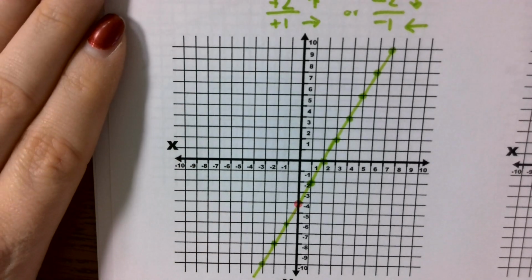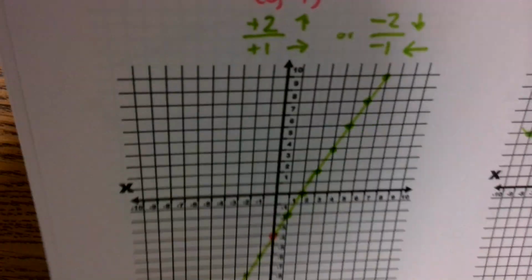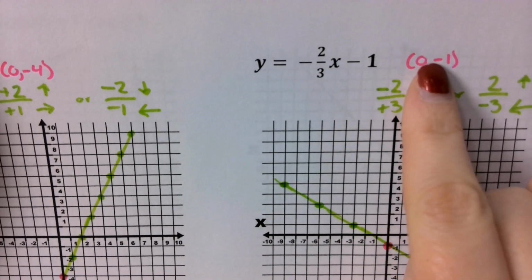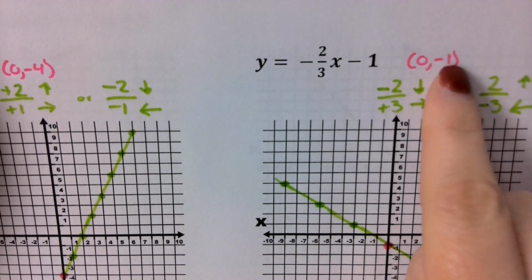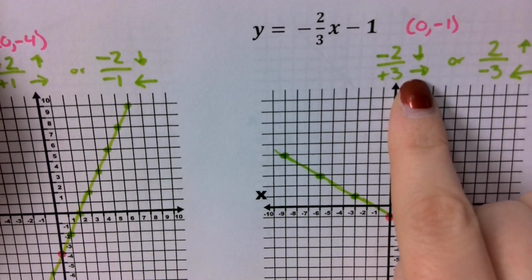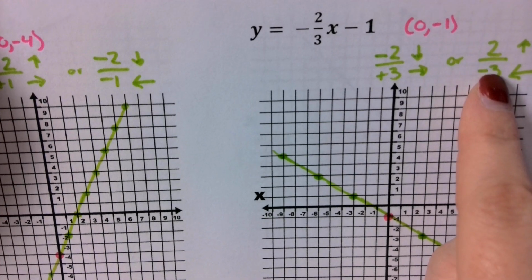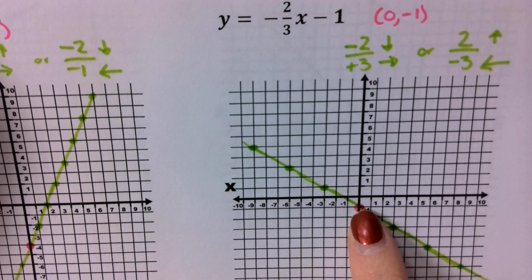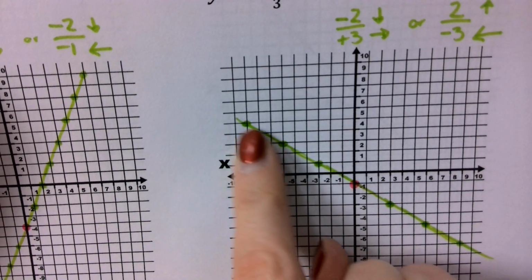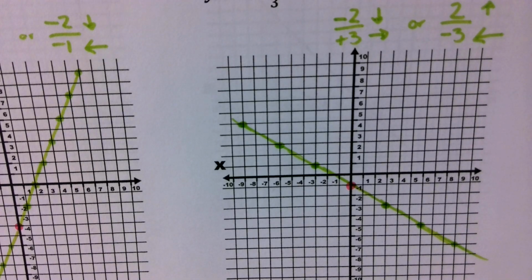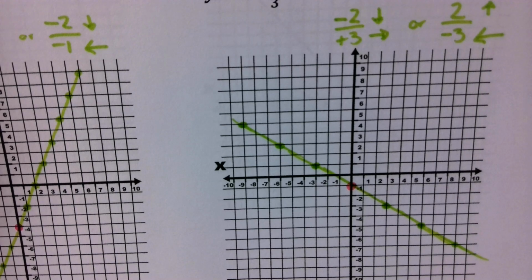Now let's take a look at this next graph. For the next graph, we've got negative 2/3 x minus 1. So our intercept is negative 1. Our slope is negative 2 over a positive 3, which means down and to the right, or positive 2 over negative 3, which would be up and to the left. So having your graph here at 0, negative 1, and then these are the progressive points that could be plotted. So you want to make sure that you've got those plotted down. You don't have to have all of them.